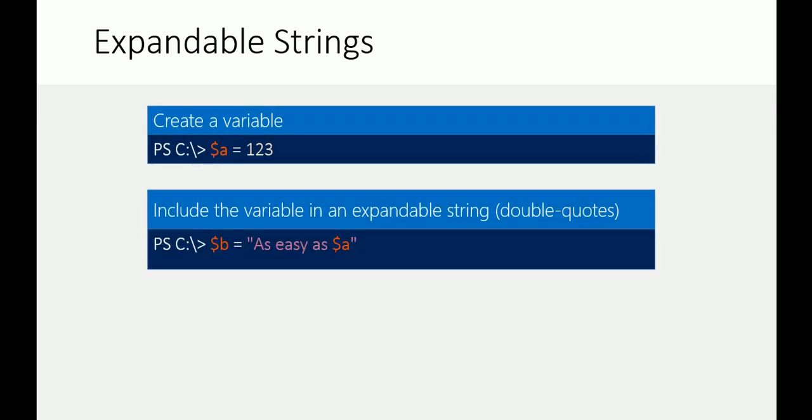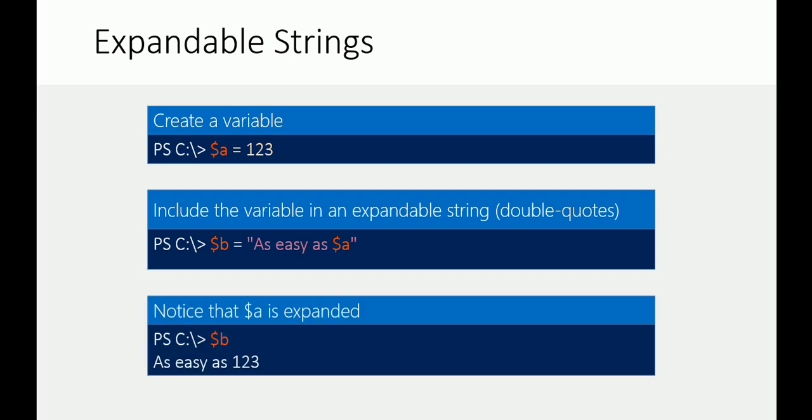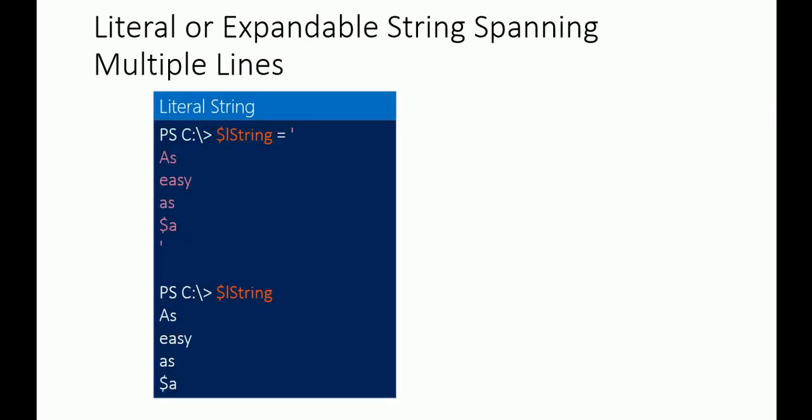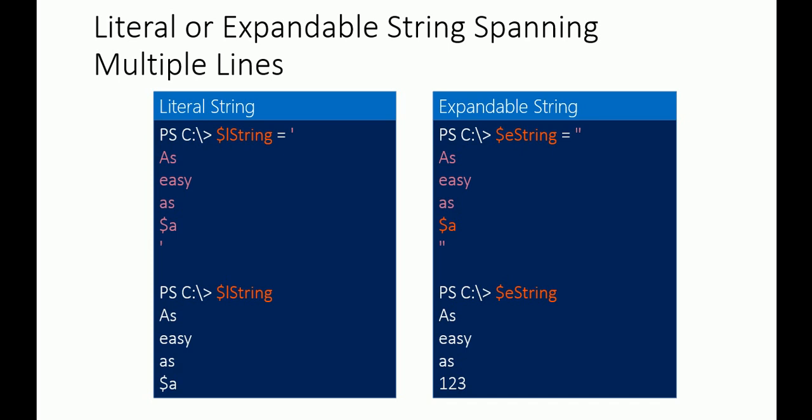You have to define it inside the double quotes. Double quotes will expand the value of your variable, so that's how you can see the output here. Let's understand the literal or expandable string spanning multiple lines. You can use multiple lines, and again, if you are using single quotes, you will not get the expanded value of your variable. It will just print the variable name. If you need the expanded value for your variable, define it inside the double quotes.